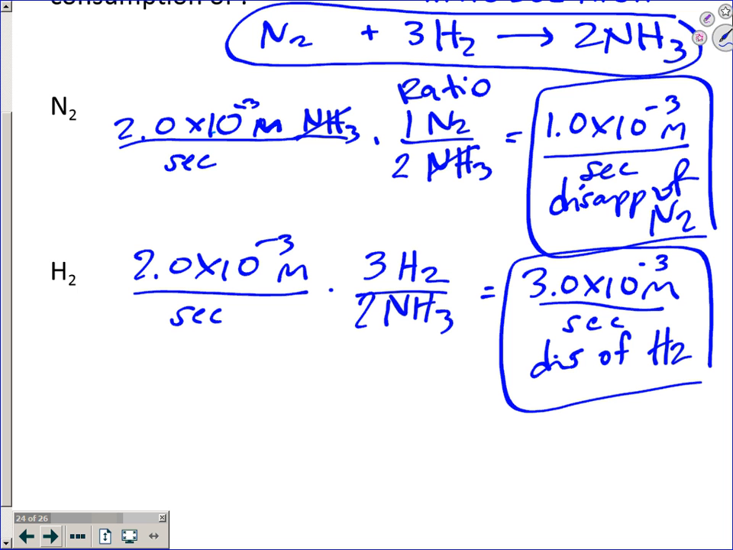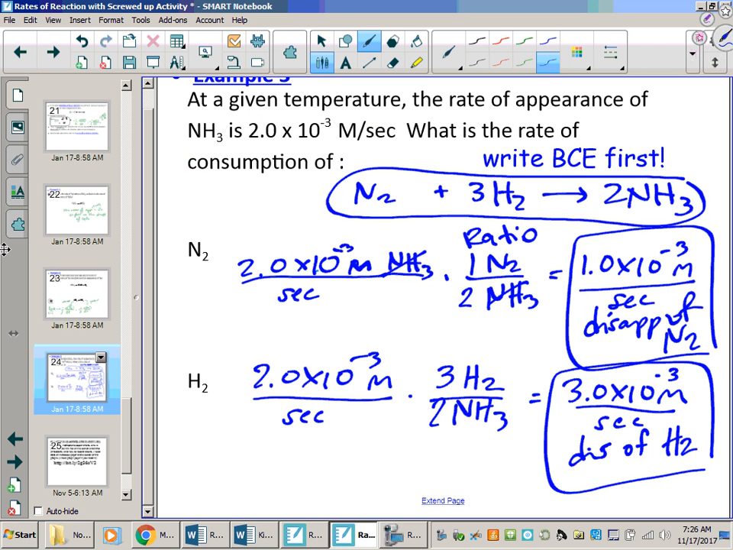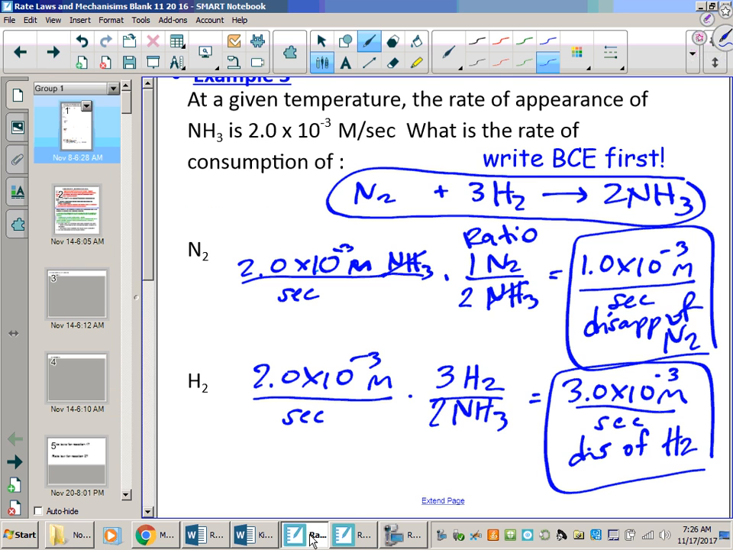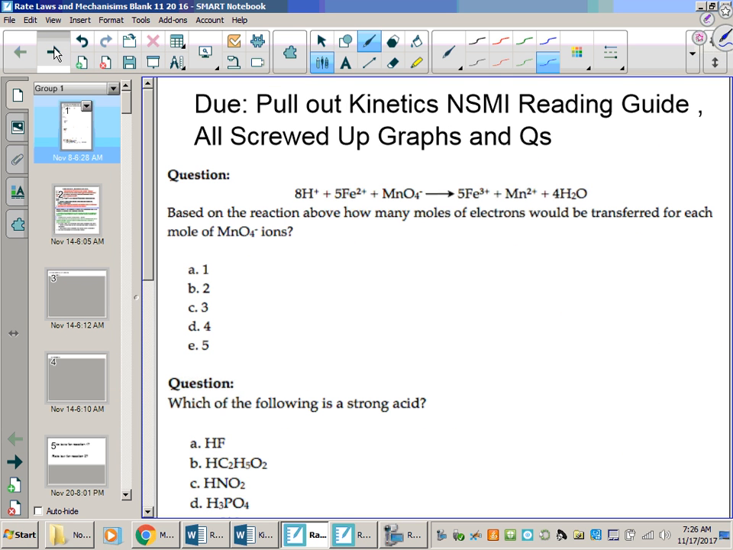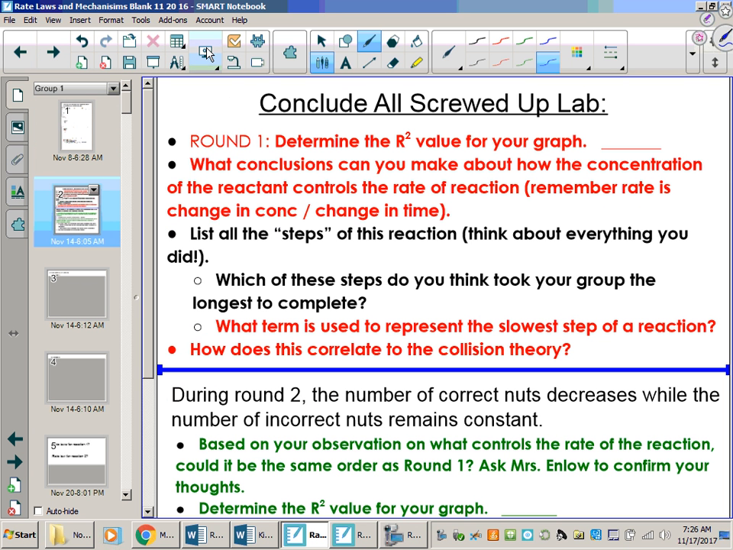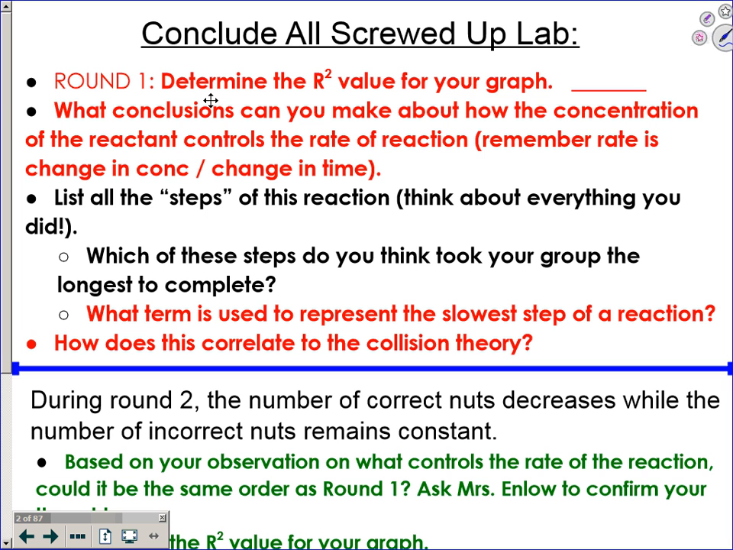Okay? Alright, so kinetics, all screwed up lab. Okay? So let's talk first about R squared values. See if my computer's going to work here. Alright, so the bold questions at the top, you should have been able to attempt, especially writing your own steps out, okay? So in round one, give me some R-squared values, guys. I'm going to go down the rows. Give me some of them. Over here, R-squared values.